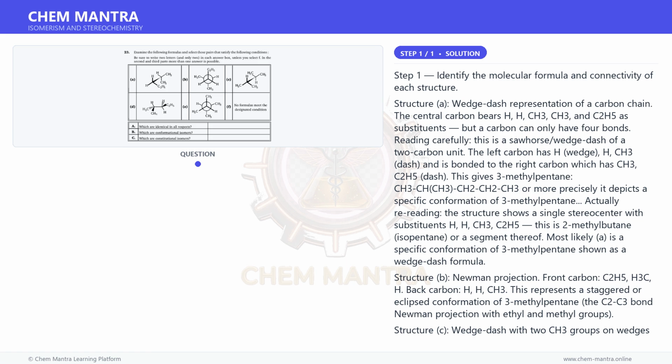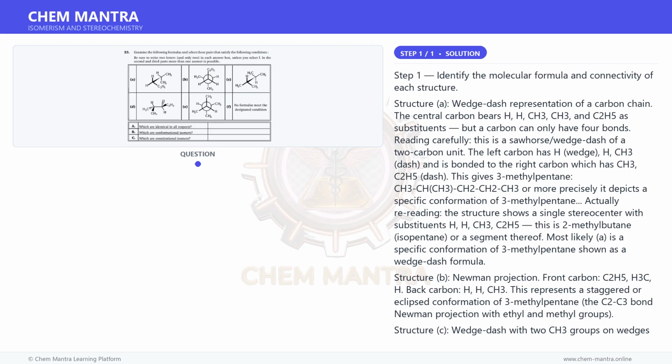Step 5. Answer C, which are constitutional isomers? Constitutional isomers have the same molecular formula but different connectivity. 3-methylpentane A, B, D, and 2,3-dimethylbutane C, E are both C6H14 but with different carbon skeletons. So any pairing of one from each group gives constitutional isomers: A and C, A and E, B and C, C and D, D and E. Answer C, A and C, or A and E, B and C, C and D, and D and E.